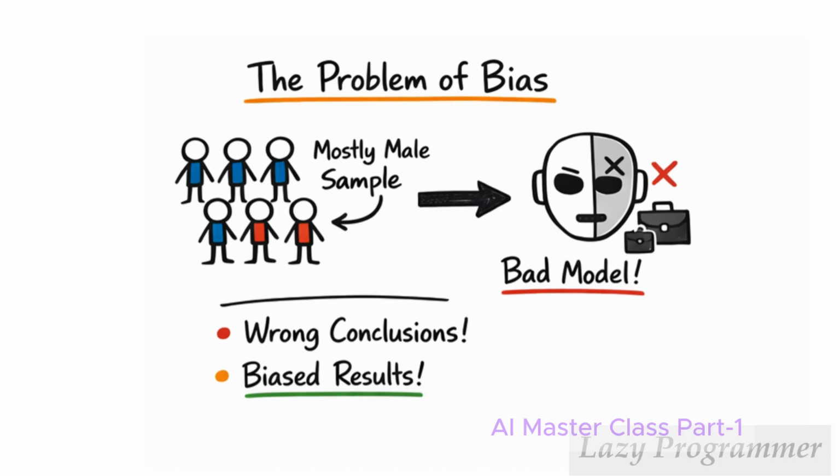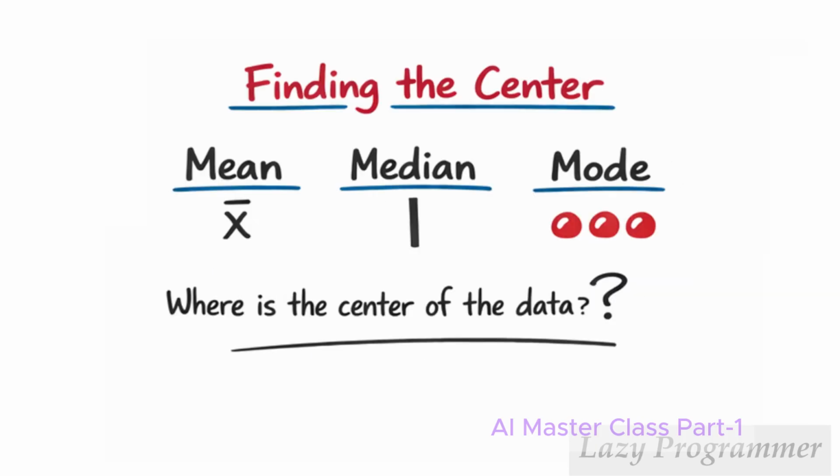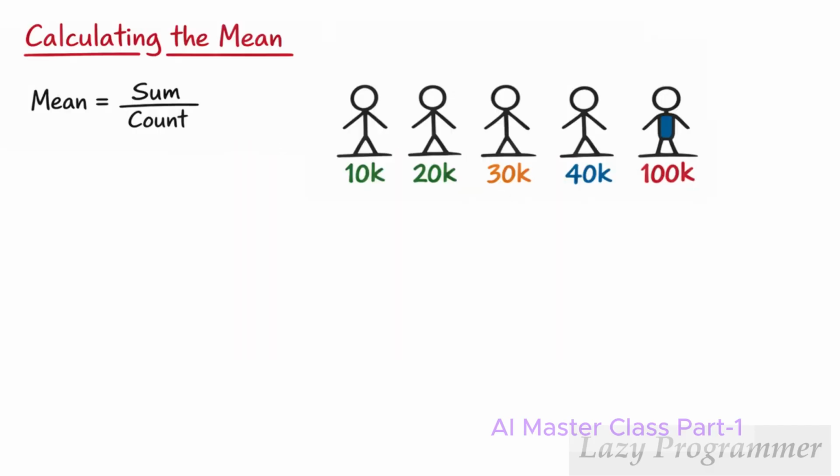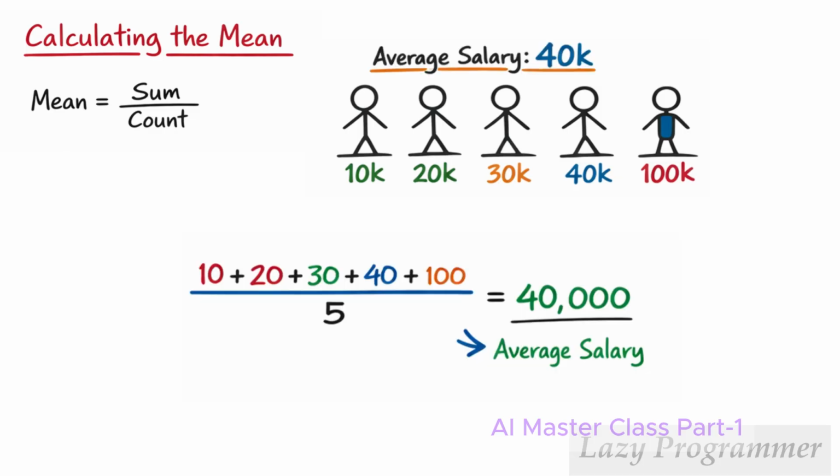Now, once we have the sample data, the next step is to find the center of this data. So this is where mean, median, and mode come in. Mean is the average calculated by dividing the sum of the values by the count of the values. Suppose we have salary data of 5 employees earning 10, 20, 30, 40,000, and one person earning, let's say, 100,000 per month. So in this case, the mean will be the sum of all these salaries divided by 5. That comes out to be 40,000. So here mean gives the expected value the model will try to learn for predicting a new outcome.